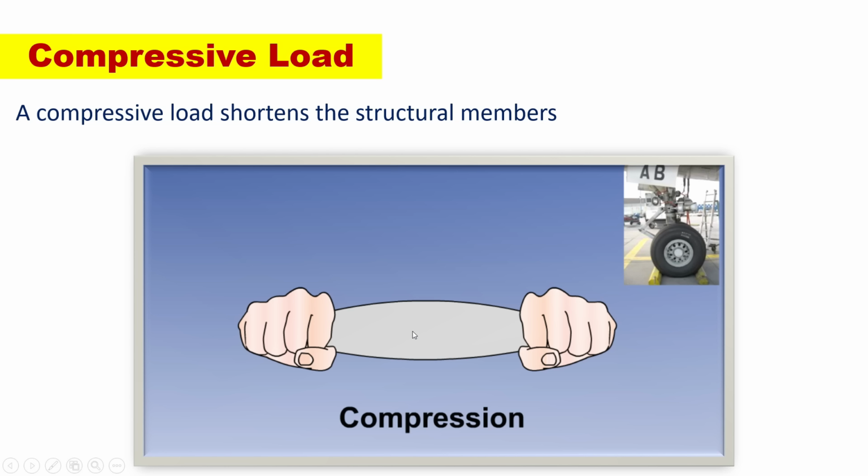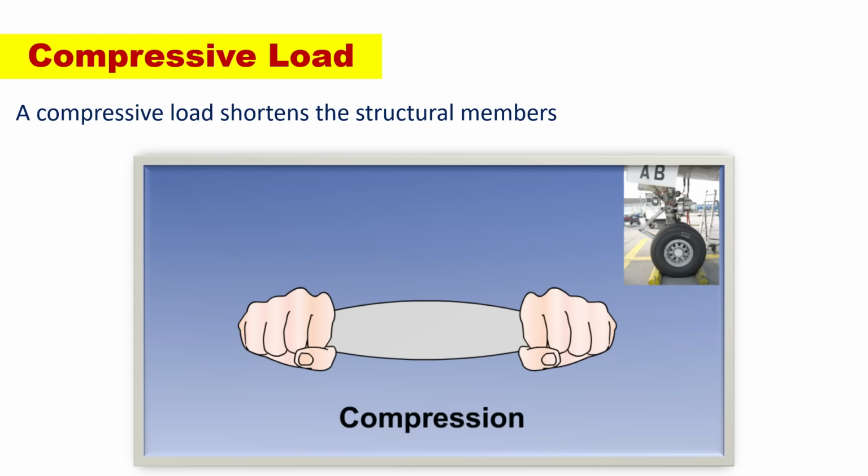A very prominent example of compressive load that you can think of is landing gears, right? The whole weight of the aircraft is compressing the landing gear, so that is where the compressive load is acting. Very simple. If someone asks you where you see compressive load in an aircraft, you can just say landing gears.